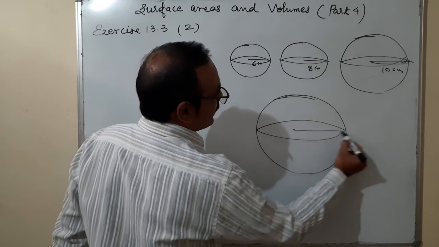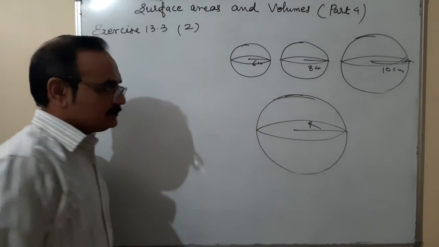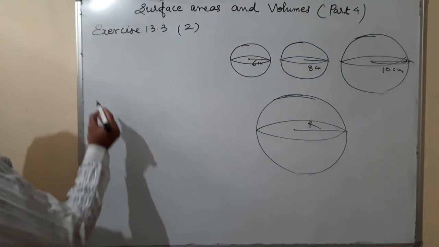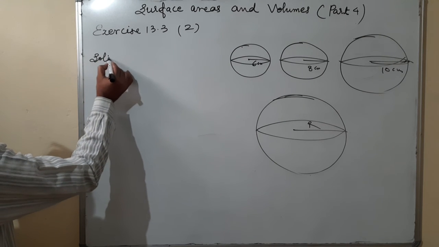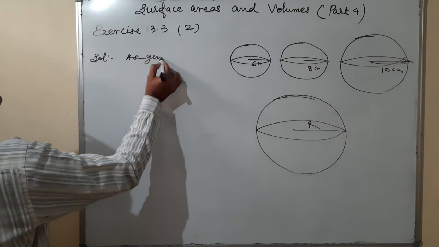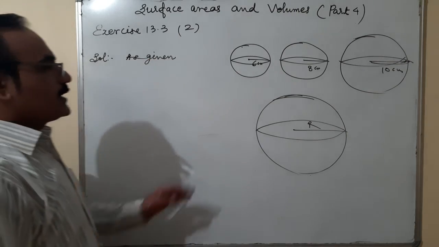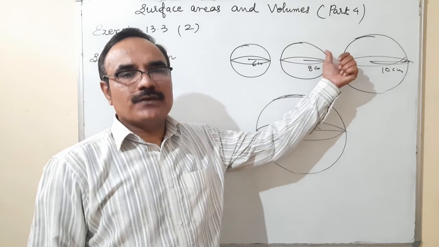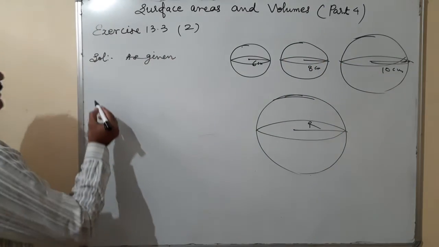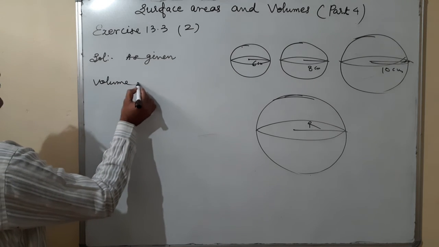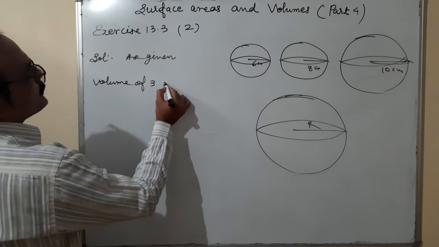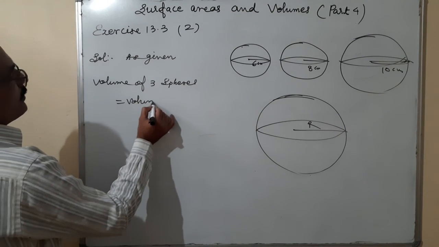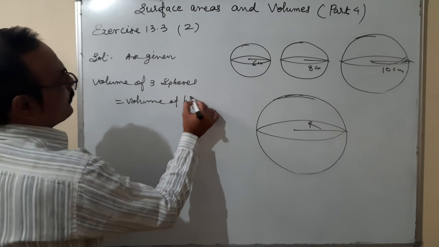And its radius I am taking capital R. Find the radius of the resulting sphere. As given, because these three spheres are melted and recast into the shape of this, that means the volume of three spheres is equal to the volume of the big sphere.